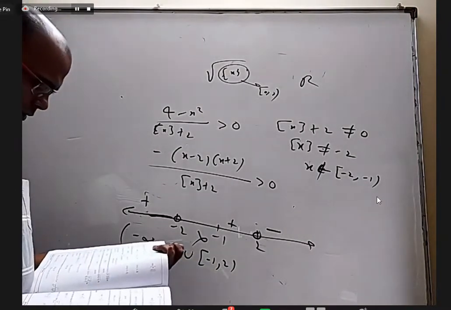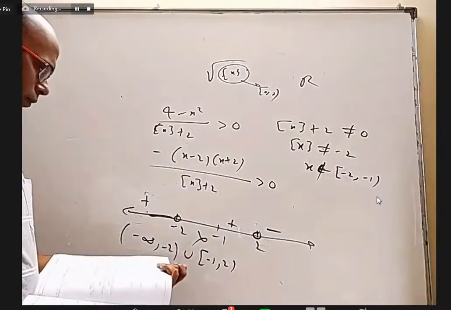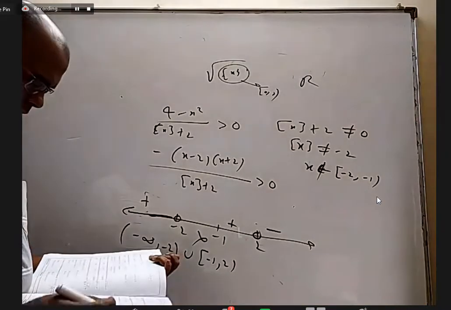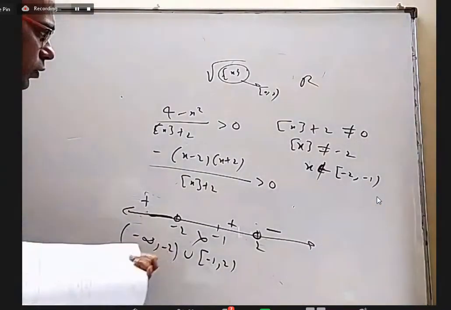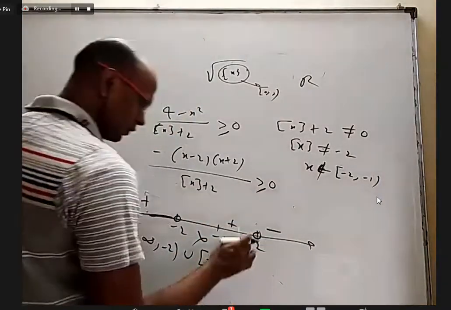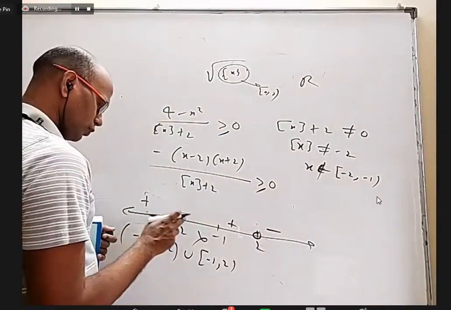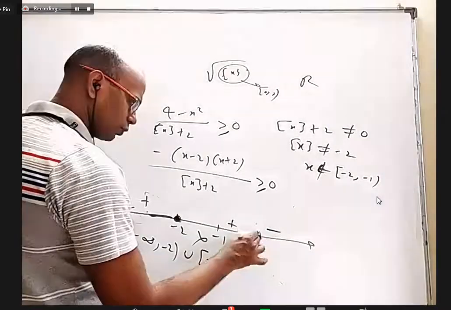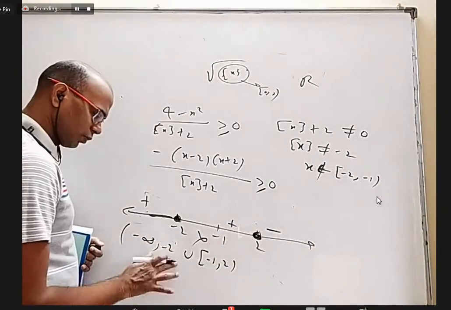This is the answer. So greater than or equal to 0. Sorry, I did not write. This is greater than or equal to 0, equal to 0. If it is equal to 0, I can include -2. I can include 2, -1 is included. So everything is closed now. That's it.